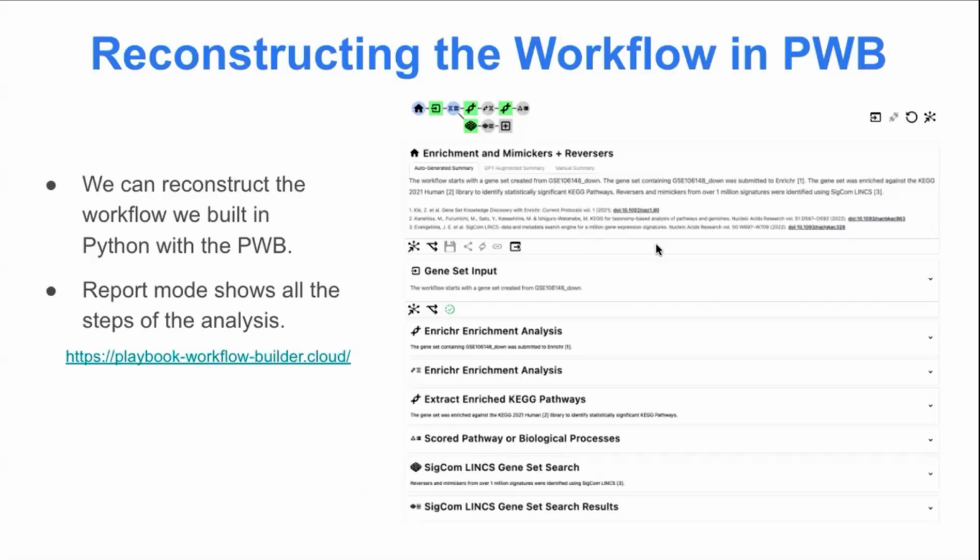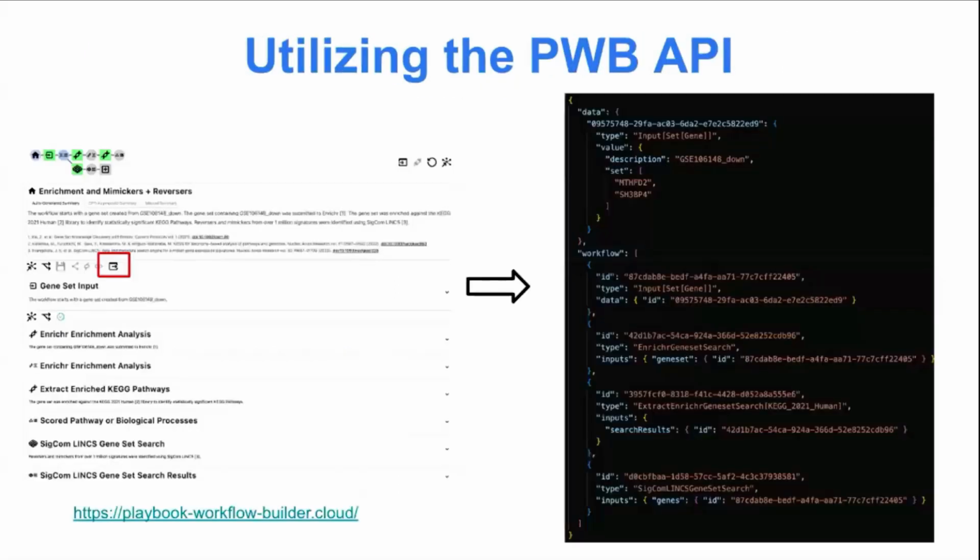We're also able to get the report mode, which shows all the steps in the analysis, and we're able to go back to each of these nodes in our workflow to change our input or to recompute it. The entire workflow can be exported by clicking on the export button, which we find over here. This would export the workflow into a JSON that can be used by the Playbook Builder API to perform the workflow programmatically via one endpoint, the Playbook API endpoint.